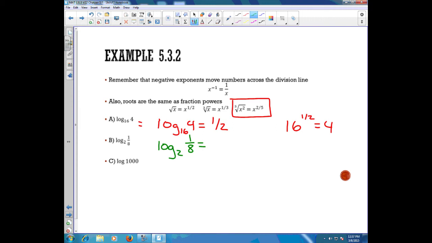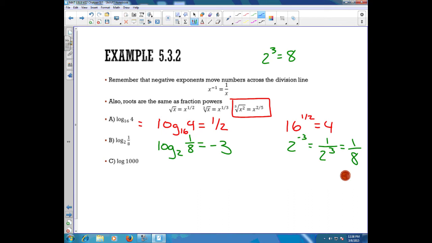Well, 2 to the third power is equal to 8, which means that 2 to the negative 3 power is going to be equal to 1 over 2 to the third, which is 1 over 8. And so what power do we raise 2 to get 1 over 8? Well, the answer is negative 3.